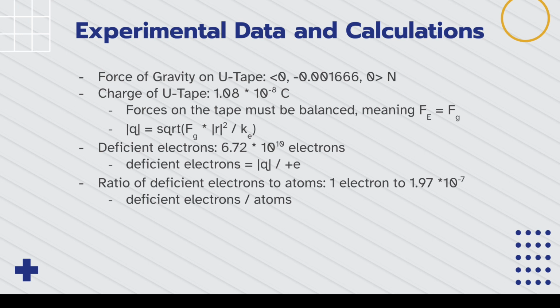Next, we continue with the calculations. The force of gravity is the mass of the tape multiplied by gravity, which is negative 9.81. Then, to calculate the charge of the U-tape, the forces on the tape must be balanced. Thus, by manipulating the equation of the electric force, we are able to solve for Q, the charge of the tape. Then, since we know that the charge of the tape is positive, there must be a deficiency of electrons, which was calculated by dividing the charge of the tape by the charge of an electron.